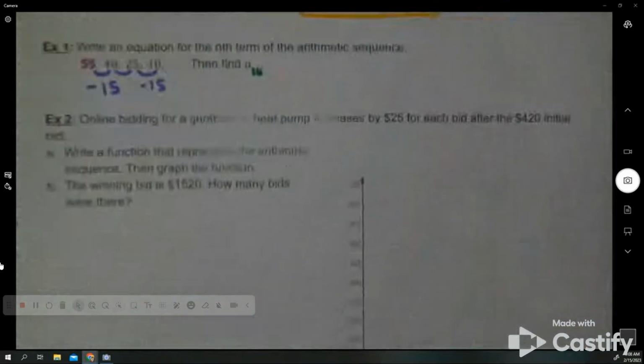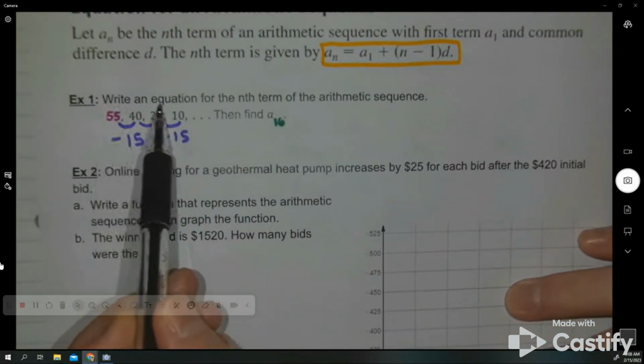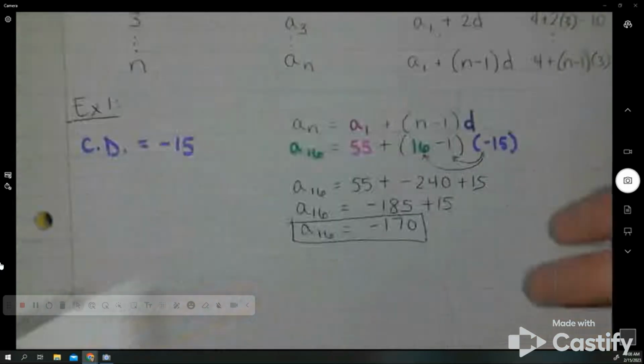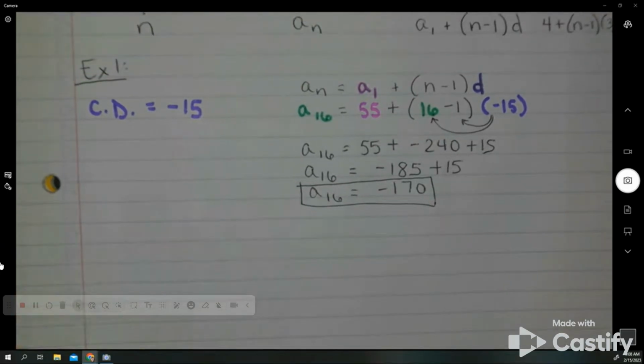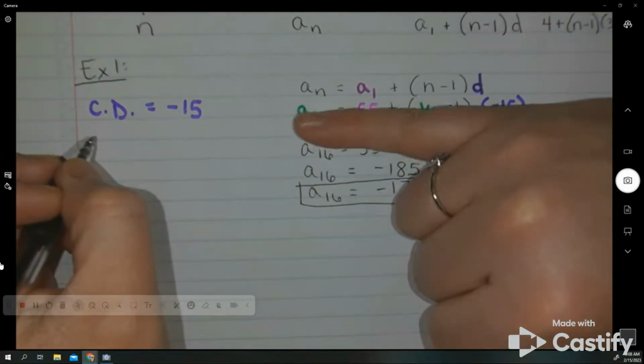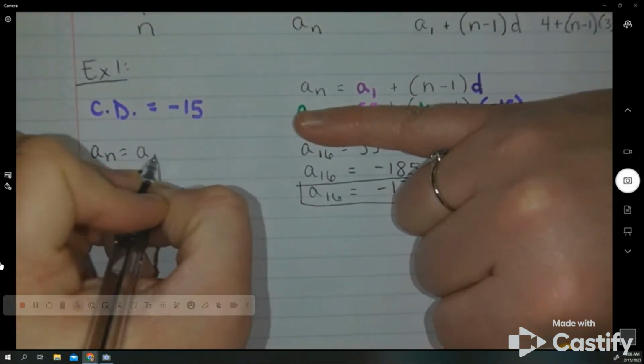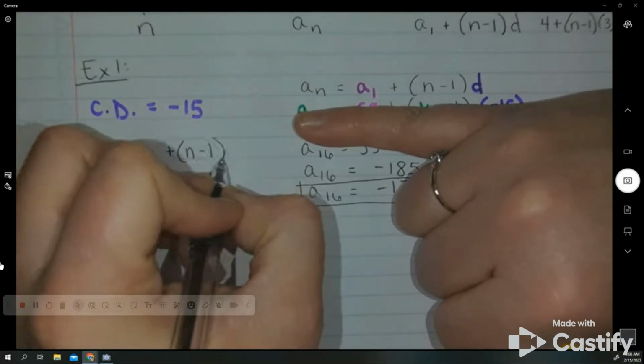Now, and I forgot to do this part at the beginning, it asked us to write an equation for the nth term of our sequence. So what we can do, once we started this piece right here, is simplify it just for n before we plug in the 16. So let's take a look at that over here. We've got A of n equals A of 1 plus n minus 1 times d.